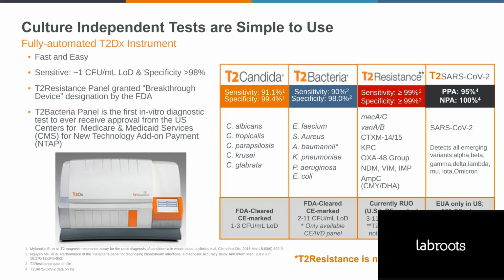And it is worth mentioning, like many other IVD companies, T2 also came out with the T2 SARS-CoV-2 Panel with a very high PPA and NPA of 100%, and it detects all variants of SARS-CoV-2 virus that are known as of today. It is available only in the US currently.